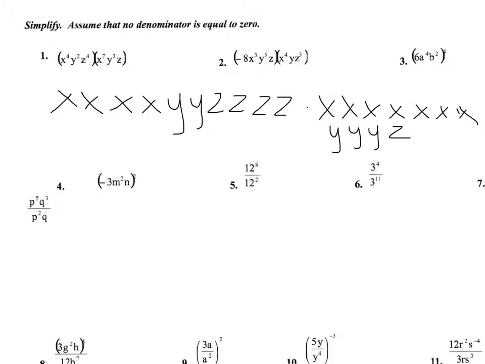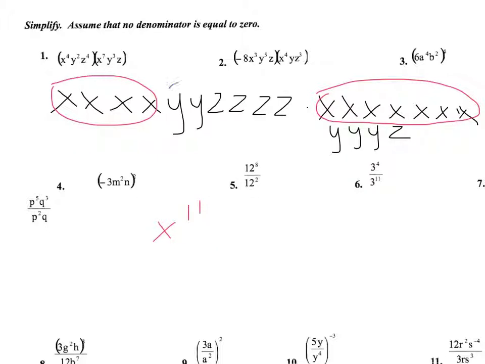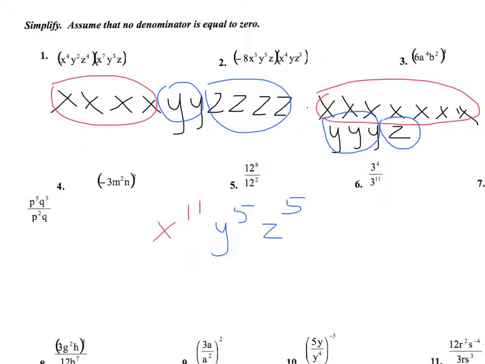All right, then what you need to do is count up how many you have. You have a total of 11 x's, so you have x to the 11th. And you have 5 y's, so y to the 5th. And then z to the 5th as well. Another way of doing this problem is you could have looked up here at the exponents and you just add them. 4 plus 7 is 11, 2 plus 3 is 5, and 4 plus 1 is 5.